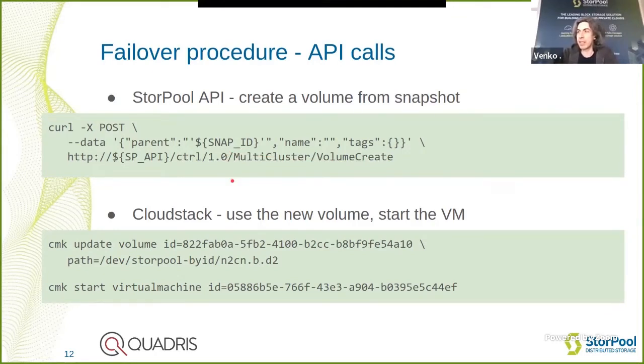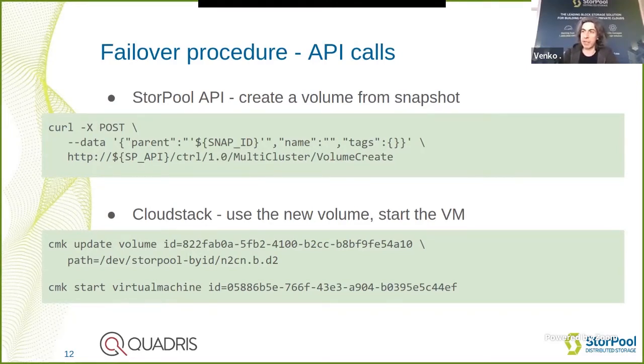And then once we have this volume created, we can use the CloudStack API. Here is an example with the CloudMonkey CLI. We just update the volume metadata. Here is one example: this is the volume ID in CloudStack, and this is the ID of the volume in StorPool. So this is the volume that we created at the previous step. And once we have this updated, we can just start a virtual machine with a single API call to CloudStack.